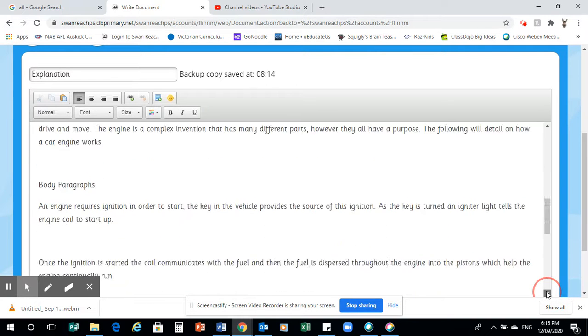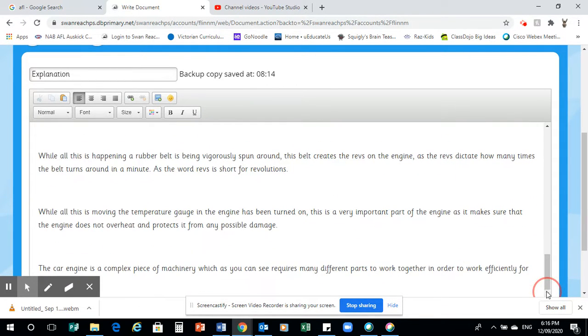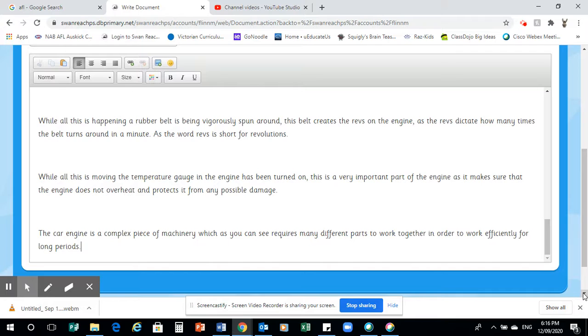Okay. So then I've done that. I'm not even worried about proofreading and editing yet. And then I finished it off with a bit of a conclusion. Okay, so the car engine is a complex piece of machinery, which, as you can see, requires many different parts to work together in order to work efficiently for long periods. All right, so I've just given a bit of a conclusion. All right, but at this stage, you are not doing any proofreading whatsoever. It's just you're getting your draft done.